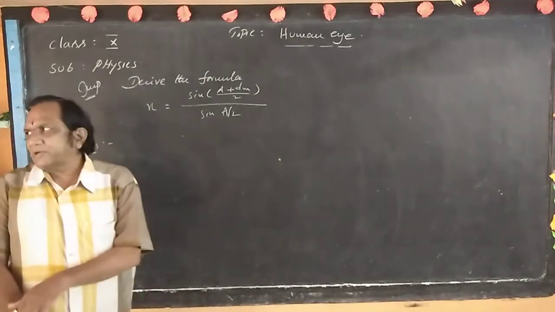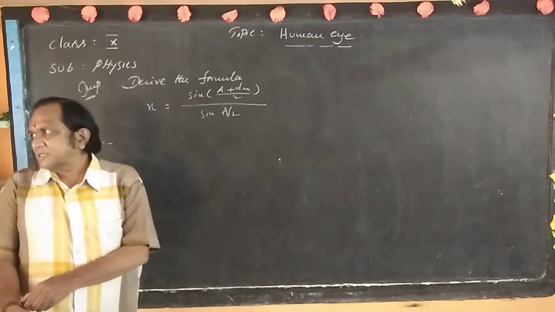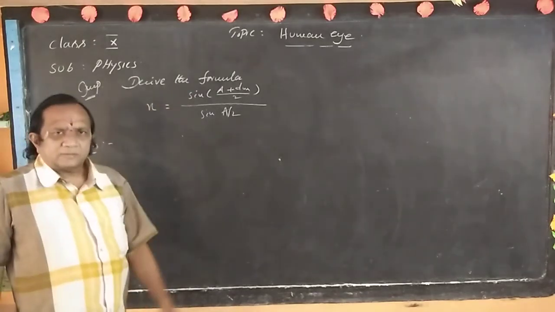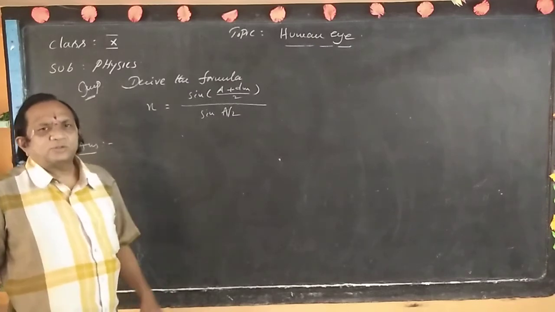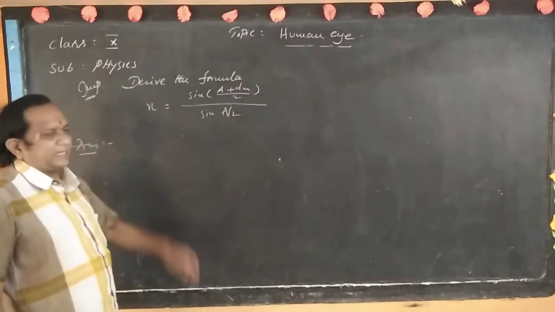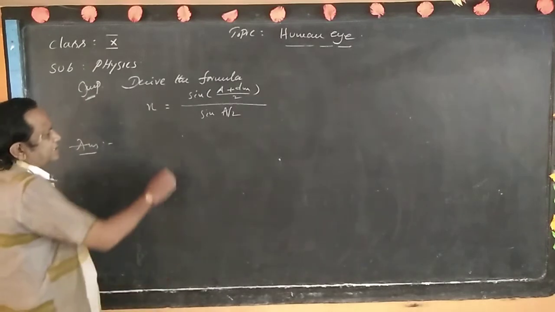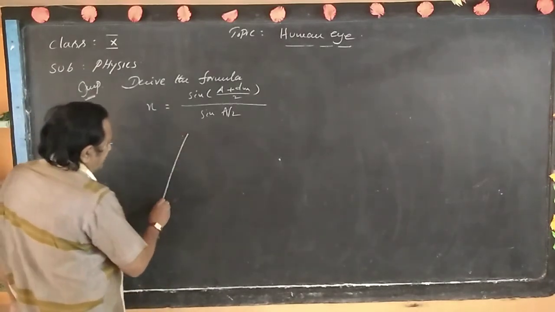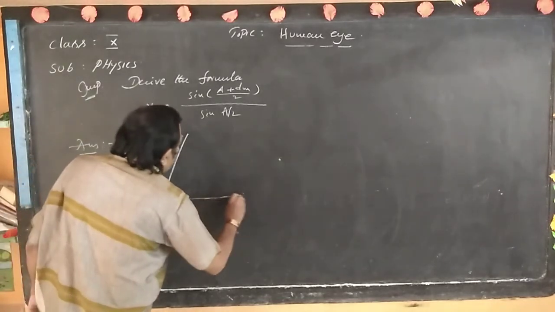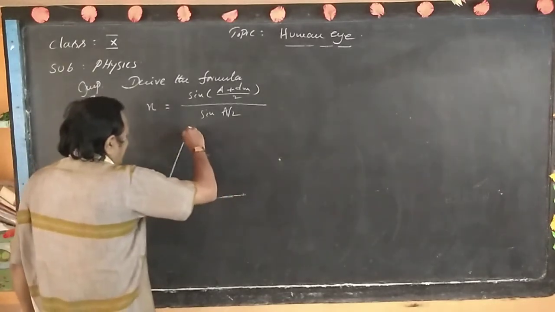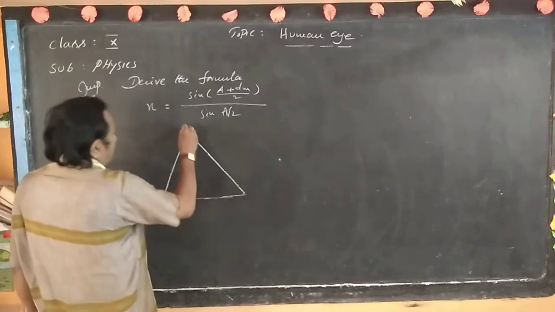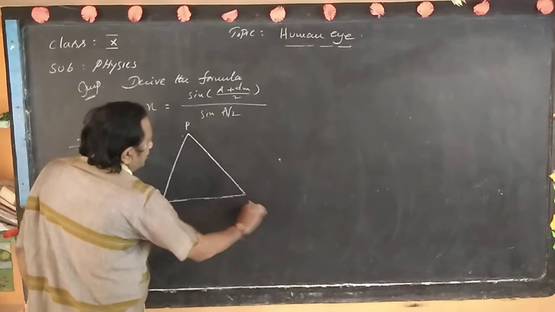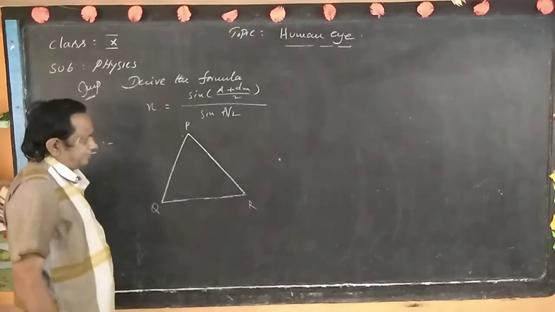Experimental verification we discussed in the previous class. Now we discuss the mathematical application, how to determine this mathematically. First of all we consider a prism. This diagram is important. So this prism we call PQR, the prism.